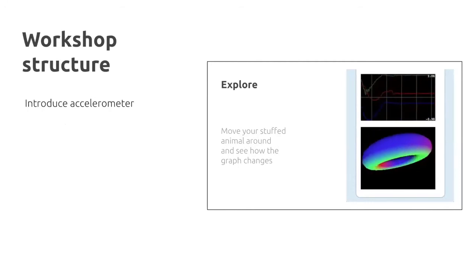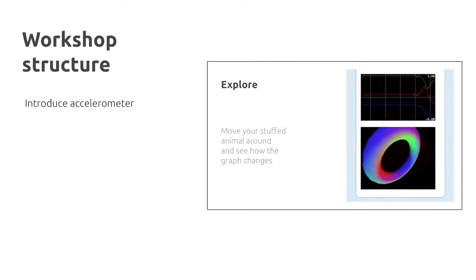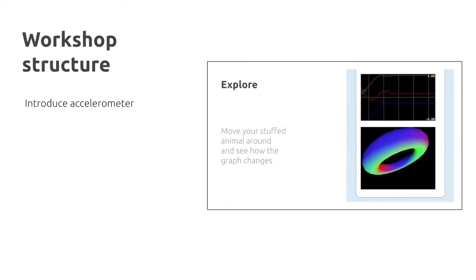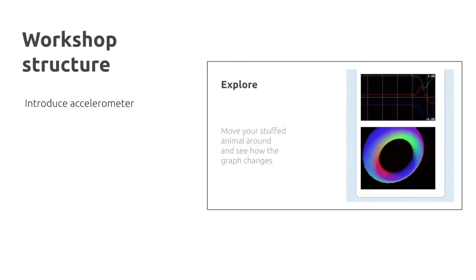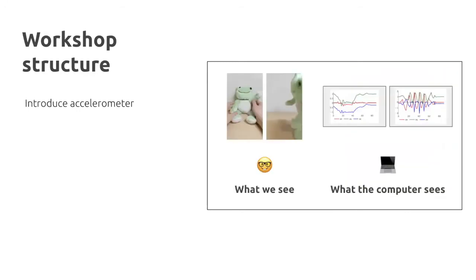It's a little bit hard to see because of the contrast, but there are three different colored lines, and we ask them to try moving the stuffed animal around and see if they can move the different colored lines. And so for the next slide, this leads into us talking about how what we see with our eyes is very different than what the computer sees.